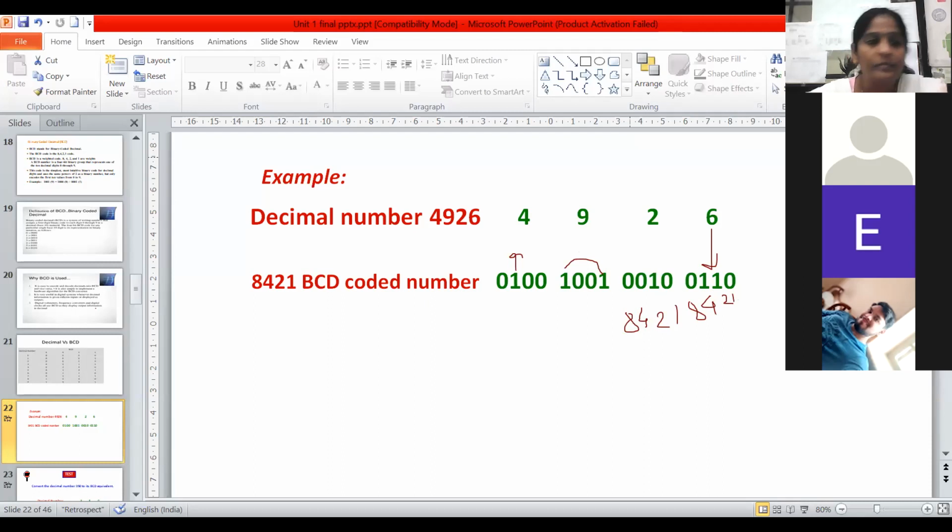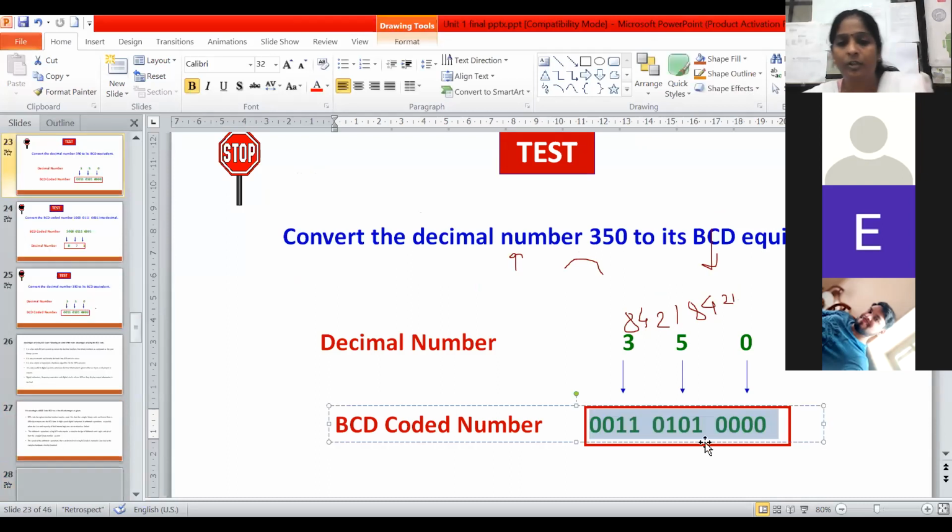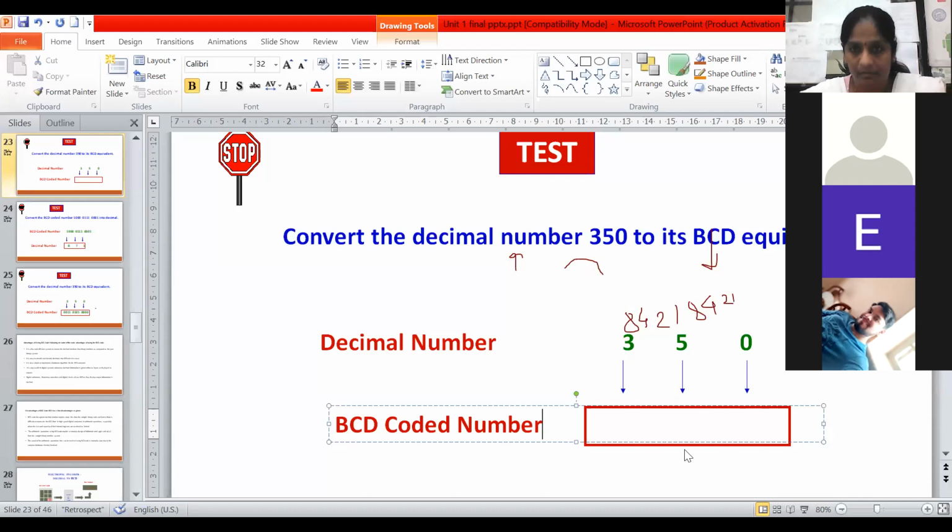Yes. Now it's your turn. You tell me the answer. Who will tell the answer for this? The screen is visible. I want you to convert the decimal number 350 into its BCD. Who will tell?